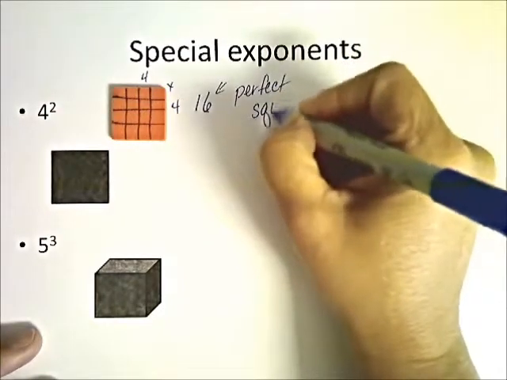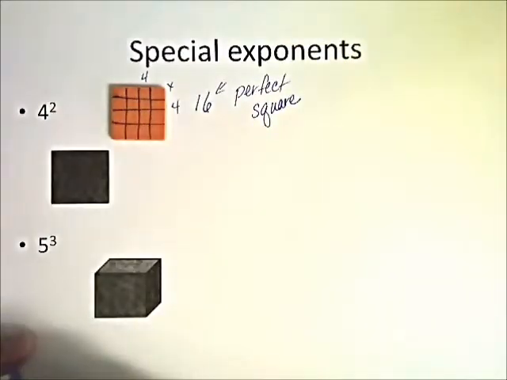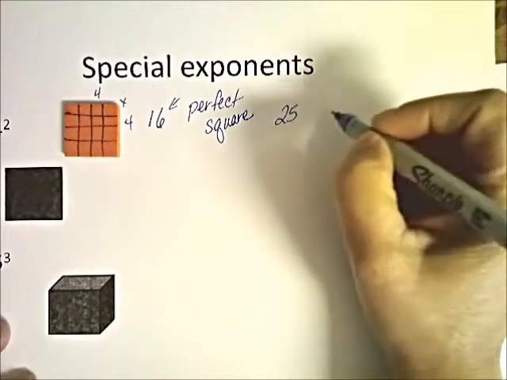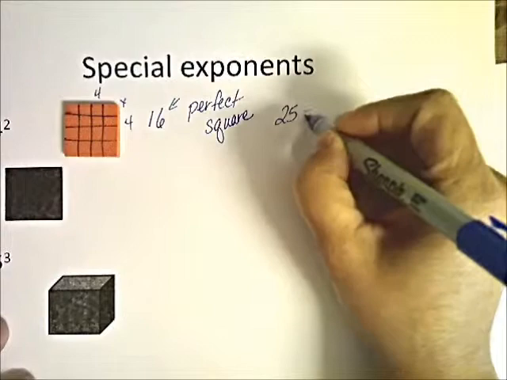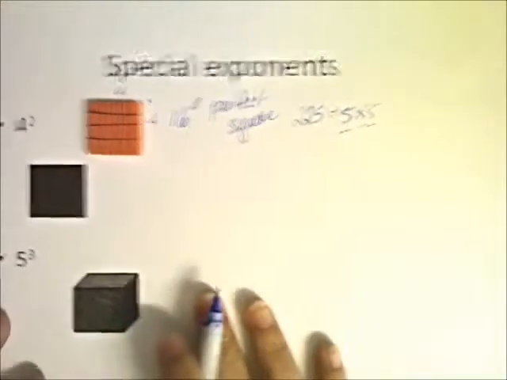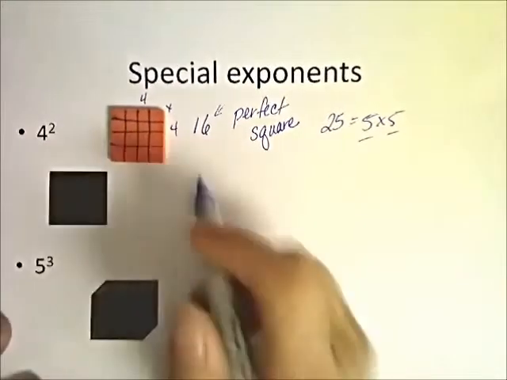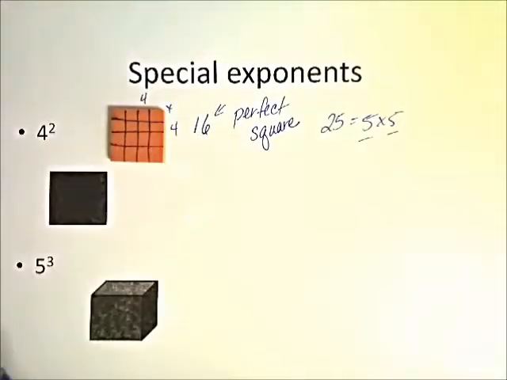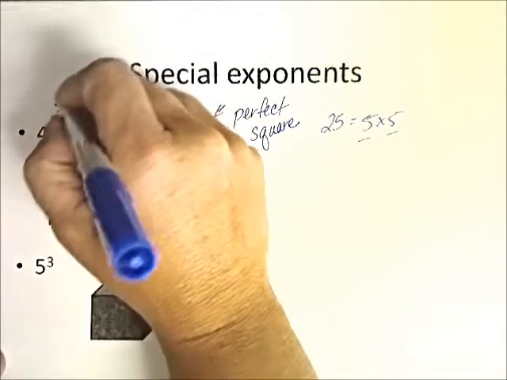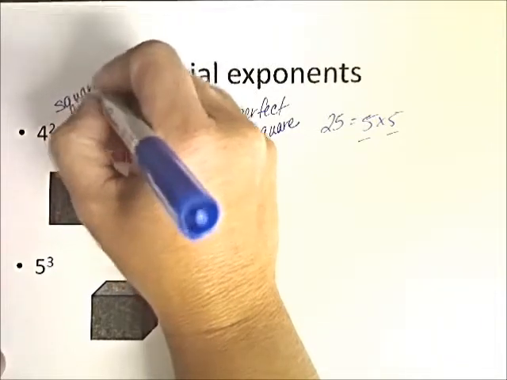And what you'll see is that 16 is often called a perfect square. Perfect square. Just like the number 25, if you look at 25, we can say that 25 is equal to 5 times 5. That means the same number times itself, and we get 25. So here's a picture of 4 squared. Now on this next part, remember that we can call this squared. I'm going to write squared up there so you can remember that that's squared.